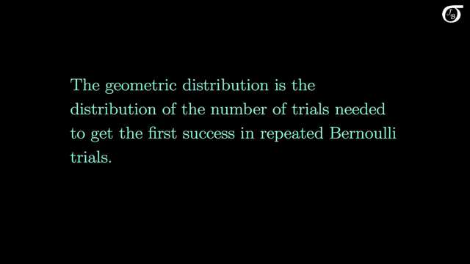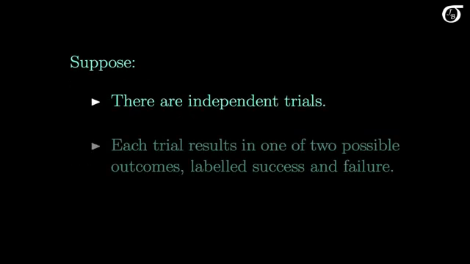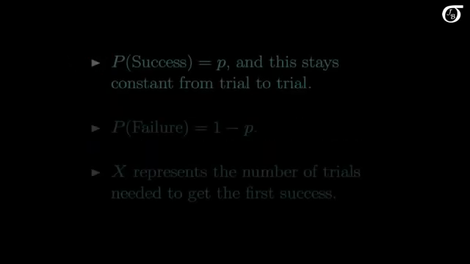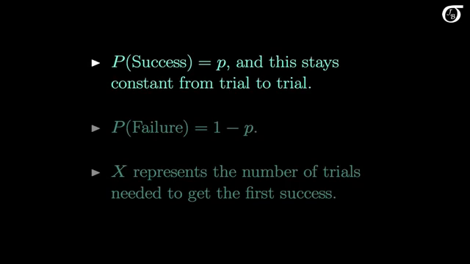Let's look in greater detail at what is meant by repeated independent Bernoulli trials. Suppose there are independent trials, and each trial results in one of two possible mutually exclusive outcomes, and we're going to label those outcomes as success and failure. On any individual trial, the probability of success is p, and this stays constant from trial to trial. Failure is the complement of success, so the probability of failure on any individual trial is just 1 minus p.